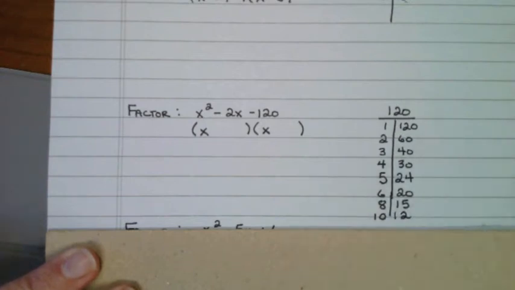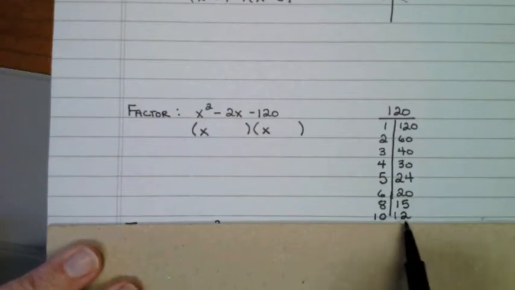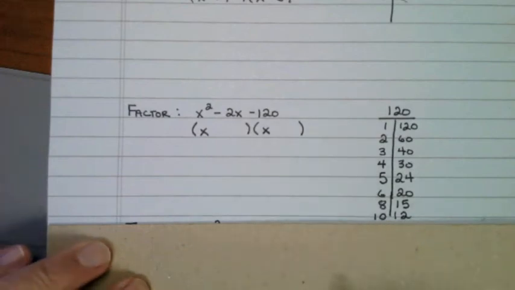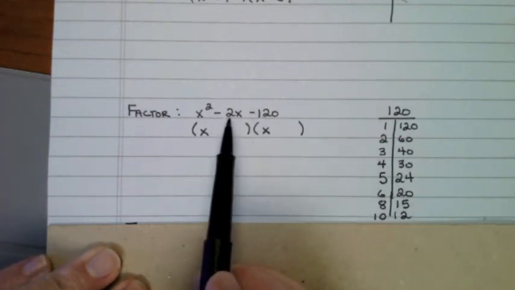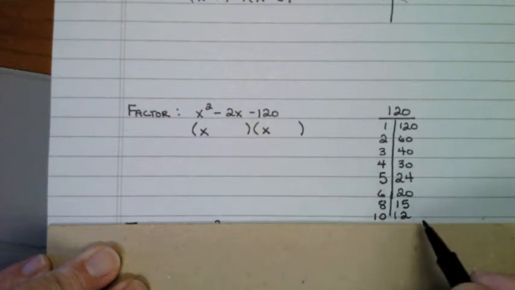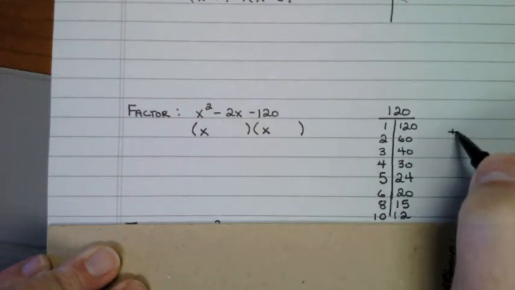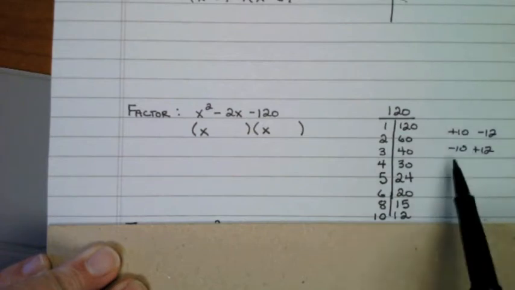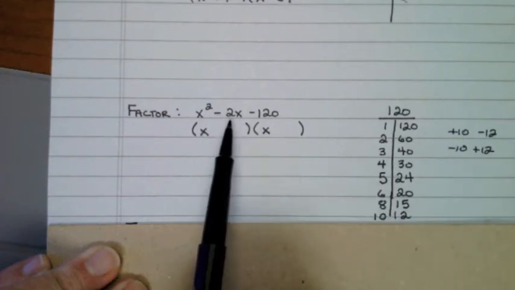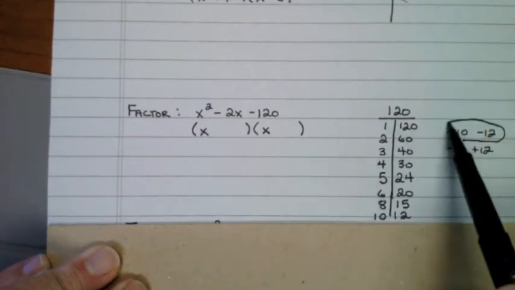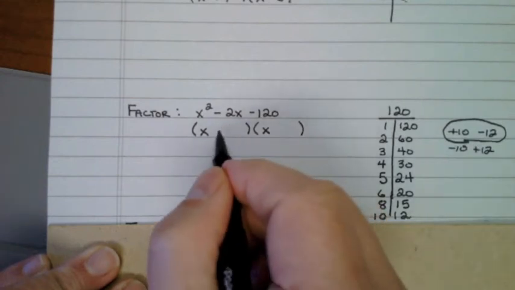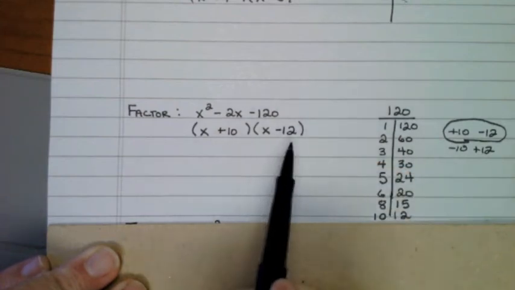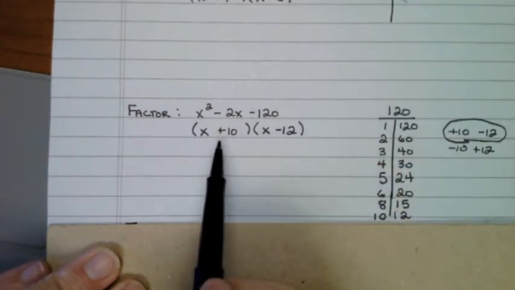12 times. Is there any way I can add or subtract these two numbers and get 2? Yes. If I subtract them, I get 2. Look what I need to get. I need to get a -2. Any way I can put positive and negative signs to get a -2, meaning a +10 and a -12, or a -10 and a +12? Which one of these combinations gives me a -2? That would be this combination right here. These are the two numbers I'm looking for: a +10 and a -12. It doesn't matter where I put these two numbers inside the parentheses as long as I have those two numbers in there.